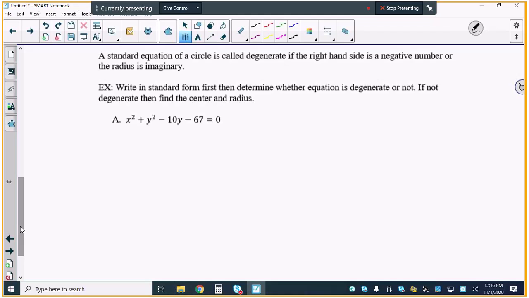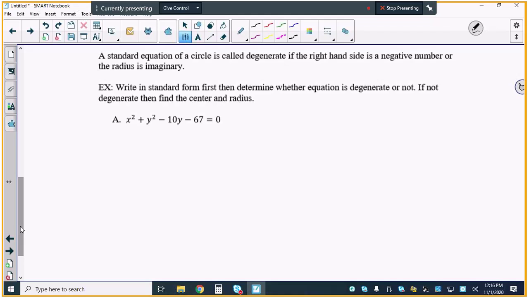So first and foremost, for a degenerate equation, you complete the square and then the right hand side must be a negative number, and then it is not a circle. A circle is a non-degenerate general equation in terms of x and y. So let's work out these problems.